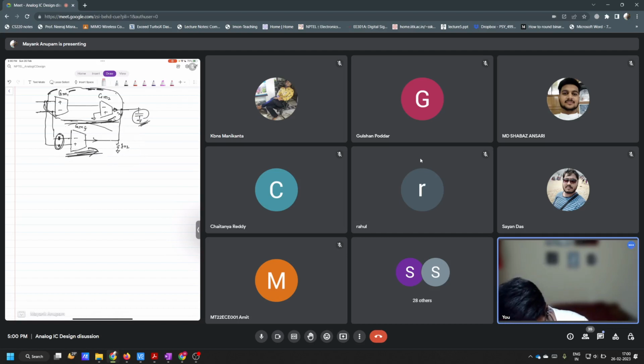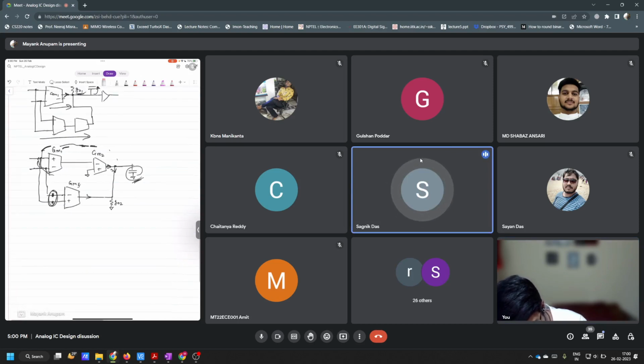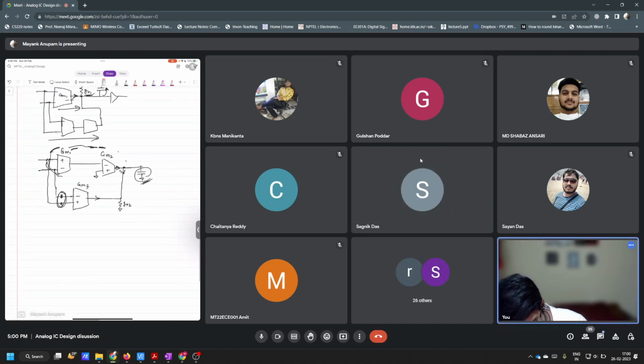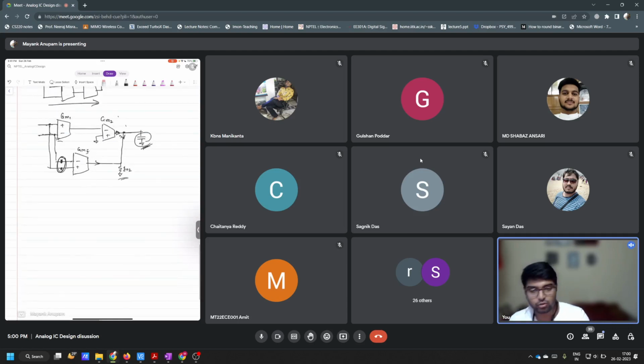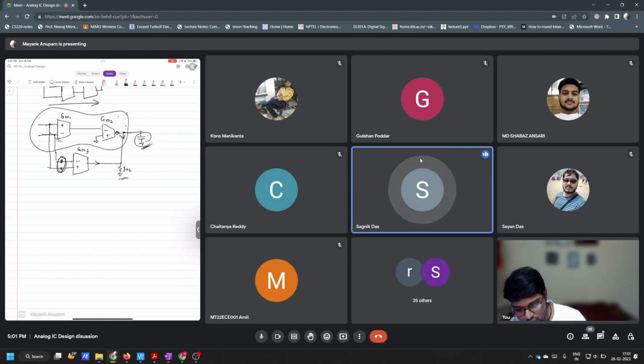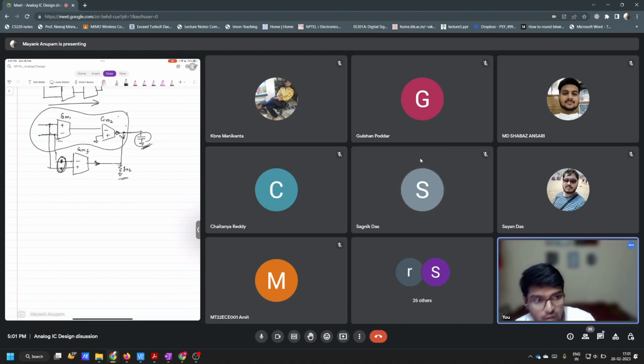Is that understood? Yes, sir. Why is the upper path slower? Okay, so what I'm saying is, what is the problem if there is a GO2 here? If the upper path is not present, let's say, what is the problem if we have GO2? Some current will be taken from GMF. Correct, it will steal some current from GMF. And what is the problem if it steals some current from GMF?